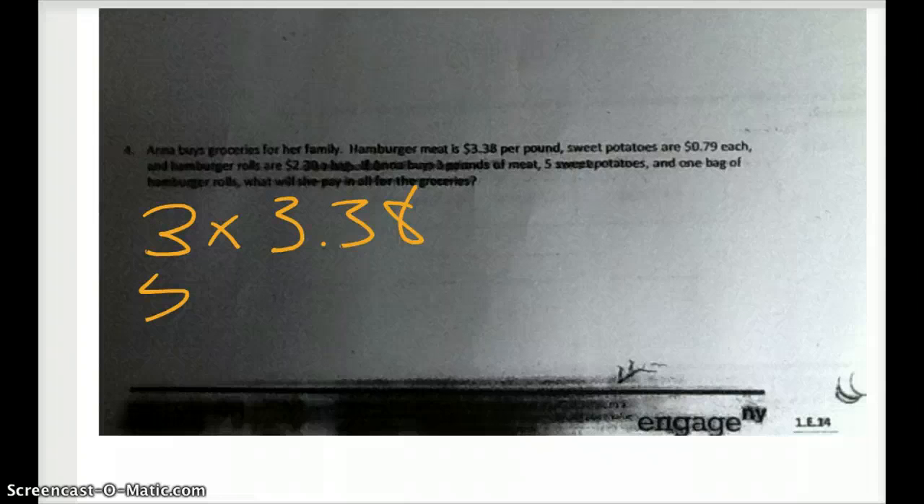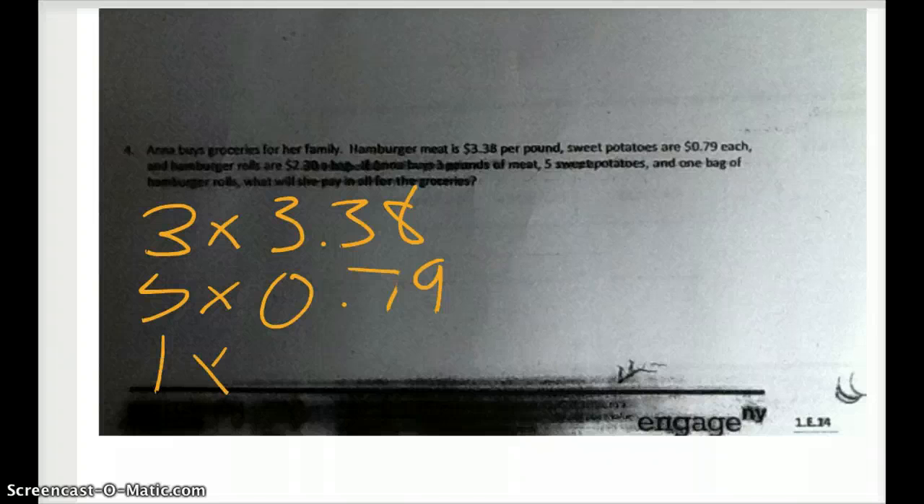Anne buys groceries for her family. Hamburger meat is $3.38 per pound. Sweet potatoes are 75 cents. Hamburger rolls are $2.30 a bag. If Anne buys 3 pounds of meat and 5 sweet potatoes and 1 bag of hamburger rolls, what will she pay for her groceries?